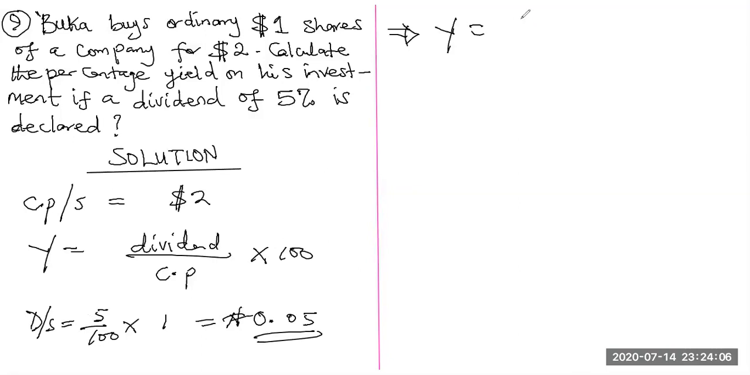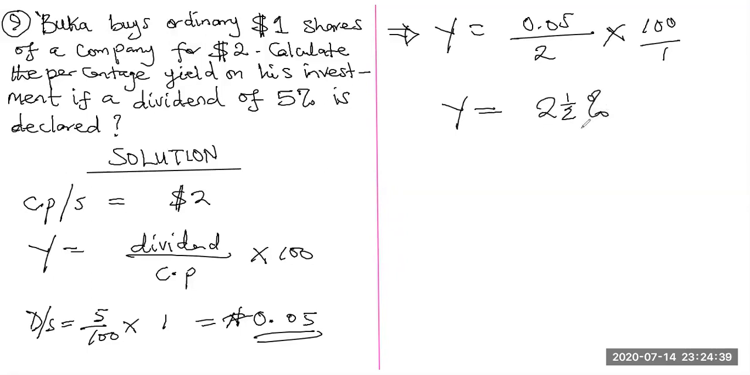So now the yield gives us the dividend per share, which is 0.05, divided by the cost price per share also. Once again, remember, if you are using per share, just like the principle of uniformity, they must be uniform. So if you are using total dividend, use the total cost price. If you are using dividend per share, use the cost price per share also. And when we finish up this, we are going to have our yield, or our percentage yield on investment, to be 2.5%.